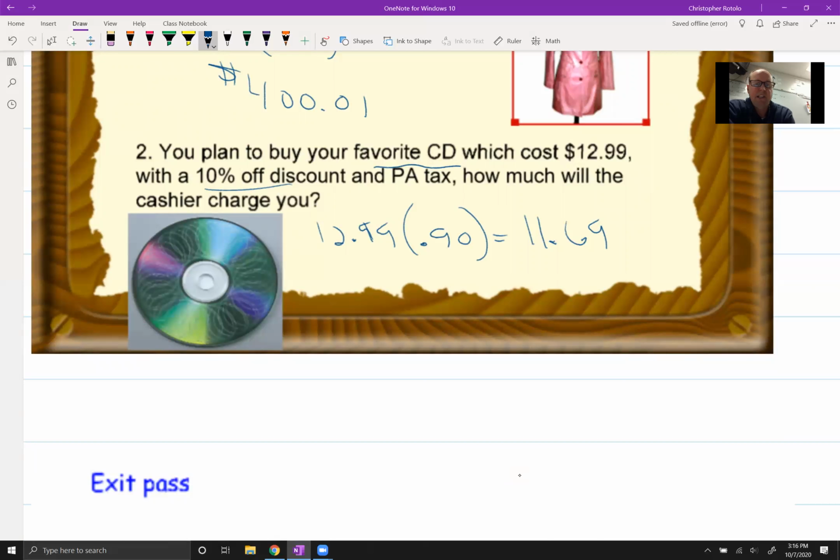But here's the deal. You live in Pennsylvania. Our sales tax is 6%. So now I'm going to take this number. I have to pay that, and I have to tack on 6%. So 1.06. So our final price of this $12.99 CD is $12.39. So that means that 10% off really didn't do anything, did it? Yeah. Now, it did a little bit, right? We save a little bit. Okay, so totally up to you how we deal with that.